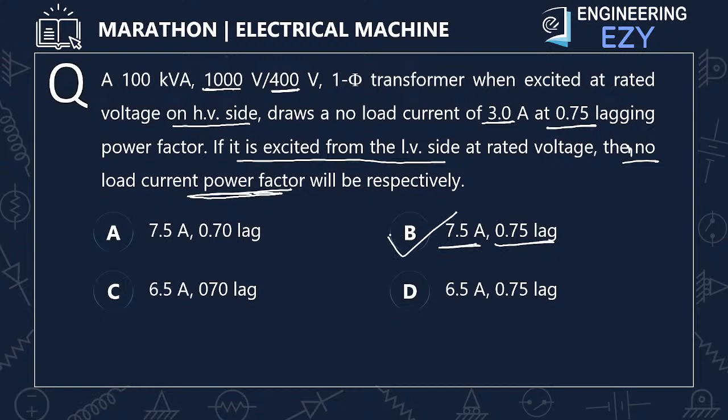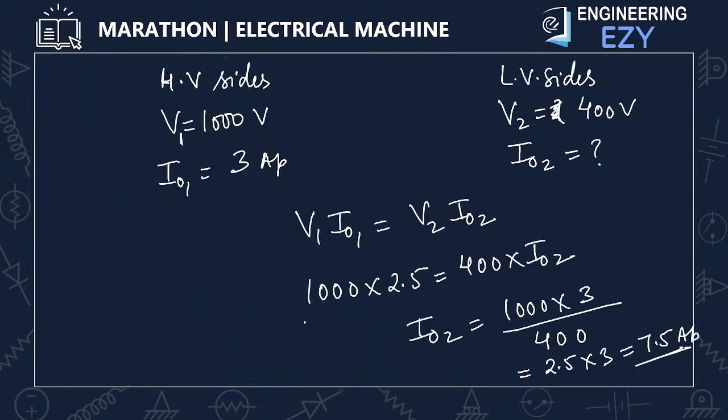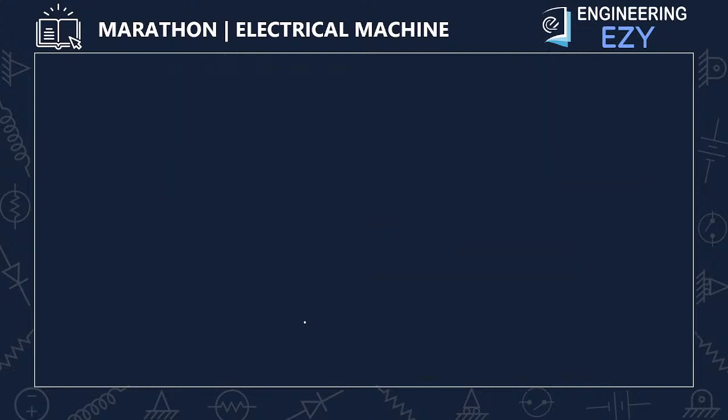So the no load power factor does not change whether it is excited at the high voltage side or the low voltage side. Power factor is independent. No load power factor is independent. So cos phi O1 is equal to cos phi O2. No load power factor remains the same because the load is VI cos phi, so cos phi remains the same in both cases. Whether it is excited at the low voltage side or high voltage side, the losses remain the same. At no load, the transformer loss remains the same. That is why the power factor remains the same.